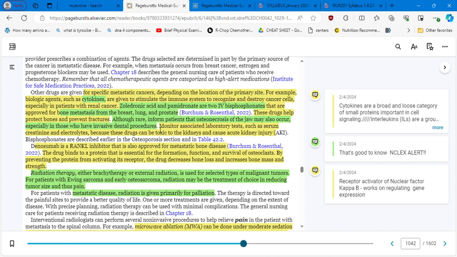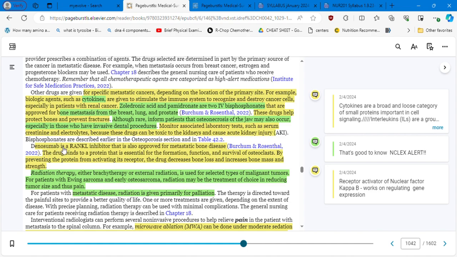NCLEX alert. Monitor associated laboratory tests such as serum creatinine and electrolytes, because these drugs can be toxic to the kidneys and cause acute kidney injury. So far, we have mentioned different drugs where we need to monitor the liver, like alkaline phosphatase, which is a liver enzyme, and right now we are monitoring the kidney. So there you go: two important and major organs involved in this drug management.